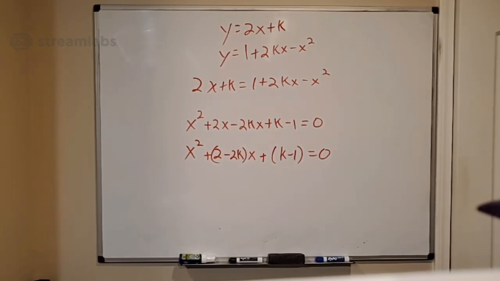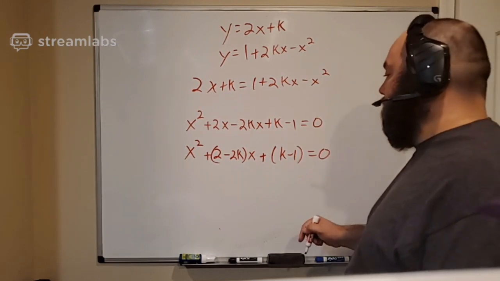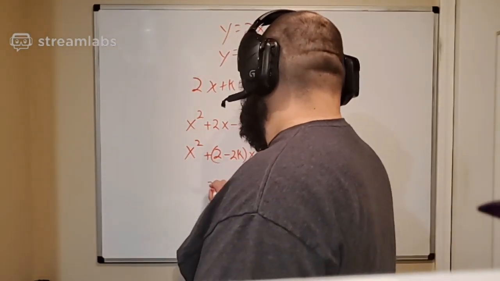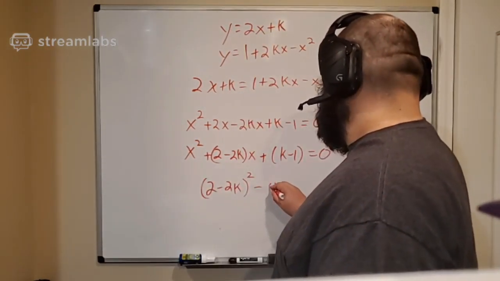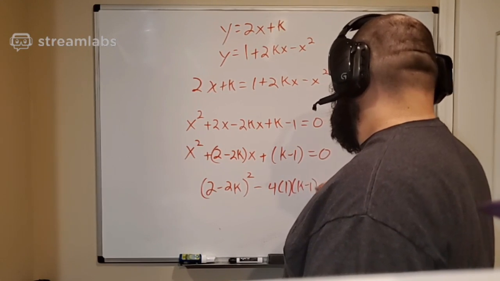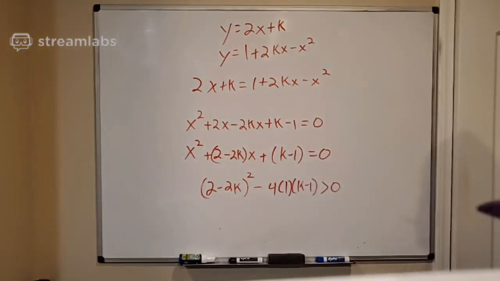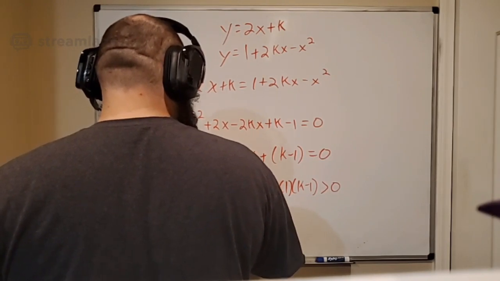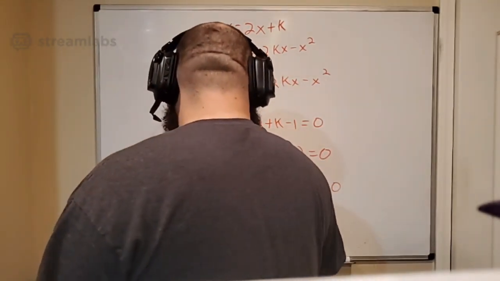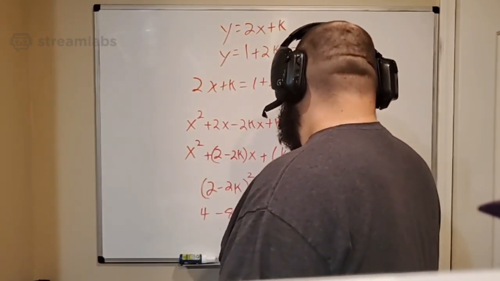And they want this to meet twice, again, right? Yeah, so if it's meeting at 2 distinct points, use the discriminant and set it greater than 0. So b squared is 2 minus 2k squared minus 4 times 1 times k minus 1, greater than 0. It's literally an identical problem to one we just did, just different numbers. So 4 minus 8k plus 4k squared minus 4k plus 4 greater than 0.